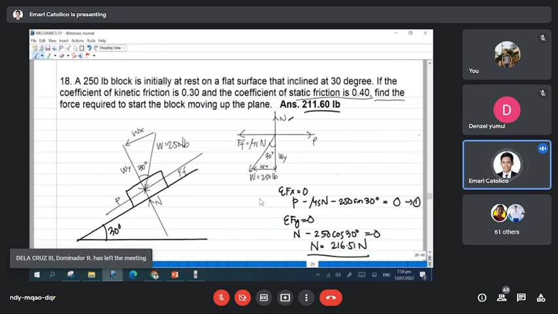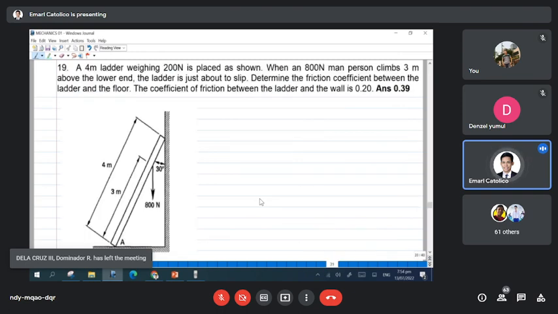Okay, so next item tayo. So, ito ang pinakamahirap sa lahat, number 19. Okay, so number 19, a 4-meter ladder weighing 200 Newton is placed as shown. When an 800 Newton person climbs 3 meters above the lower end, the ladder is just about to slip. Determine the friction coefficient between the ladder and the floor. The coefficient of friction between the ladder and the wall is 0.20.